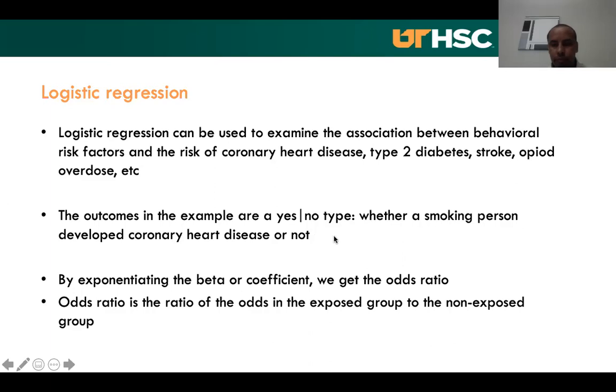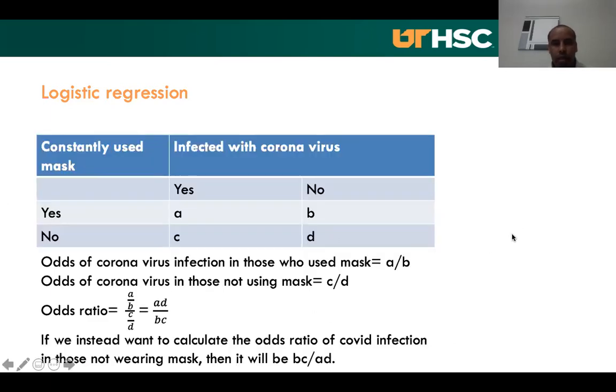So we can put this odds ratio in a table like this. So for example, if the outcome is being infected with the coronavirus, and the probability of the event is yes or no, being infected with coronavirus, and our exposure variable is whether a person constantly used a mask or not.